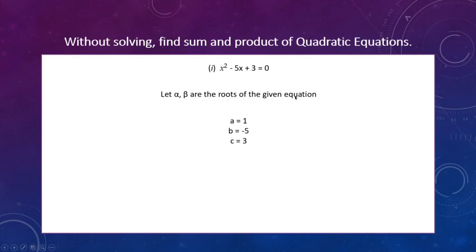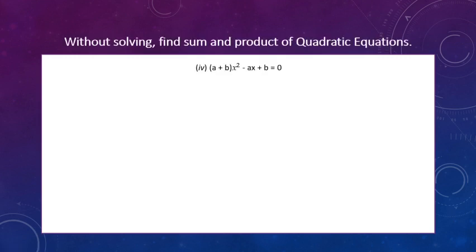Let alpha and beta be the roots of the given equation. As we know, for sum, the formula is minus b over a. S is equal to alpha plus beta, which is equal to minus b over a. As b is equal to minus 5 and a is equal to 1, we will have minus into minus 5 over 1, that is 5. And product, that is alpha beta, is equal to c over a. C is 3 and a is 1. So c over a is equal to 3 over 1, which is equal to 3.